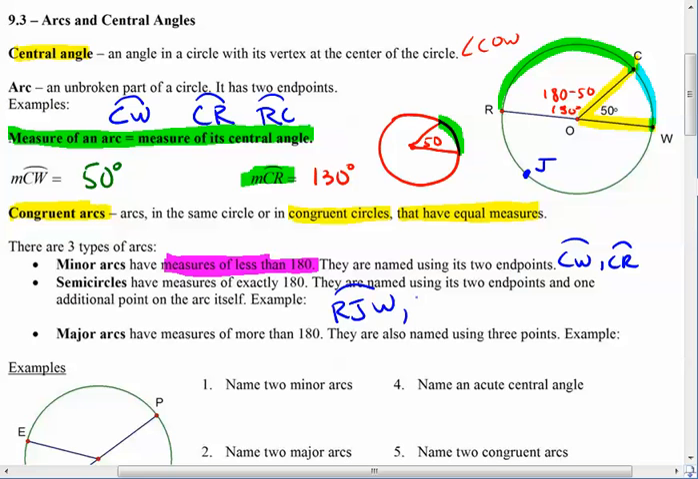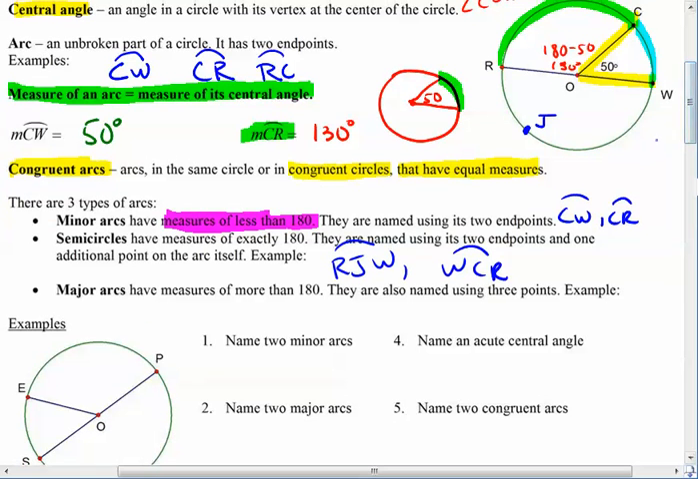If I'd wanted to speak about the top of the circle, I could have called it WCR, perhaps. Okay. And then major arcs have measures of more than 180 degrees. So they encompass, say, an obtuse central angle. So let's see. We could talk about, for example, let's put, I'm going to move a point J just a little bit, okay? And let's talk about JRC, arc JRC.